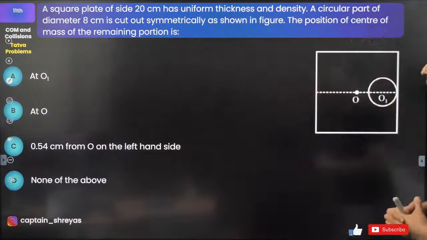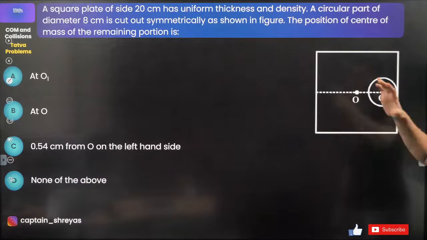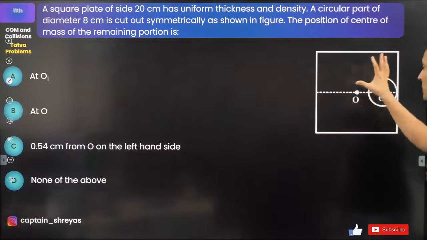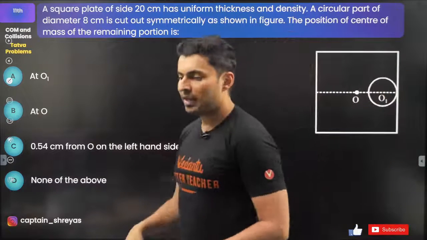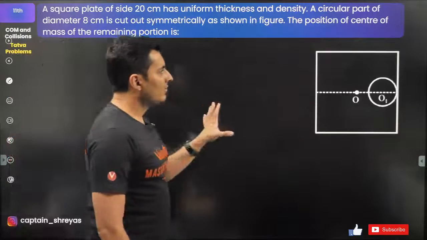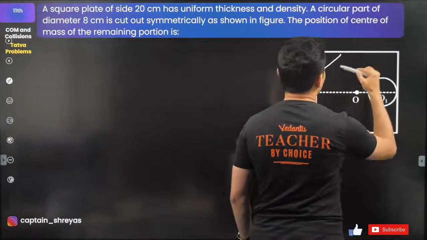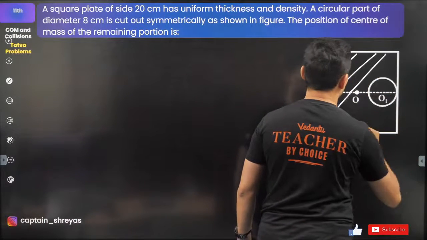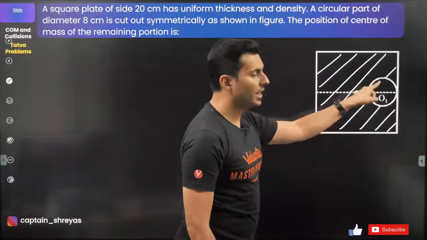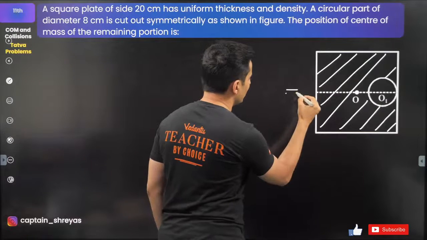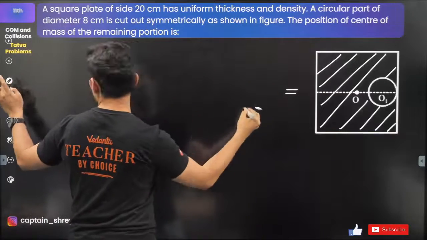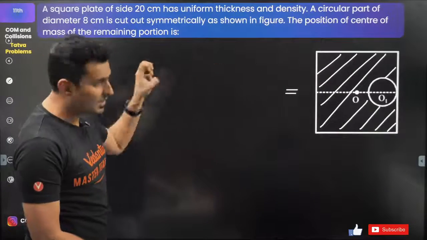A square plate of side 20 has some uniform thickness and density. A circular part of some diameter is cut out. Find the location of the center of mass of the remaining part. Now whenever you get these kinds of questions, first understand that this is your remaining shape. Out of that, this much part is being removed. So the first thing you need to do is identify what is that big shape and what is that cavity which has been taken out.